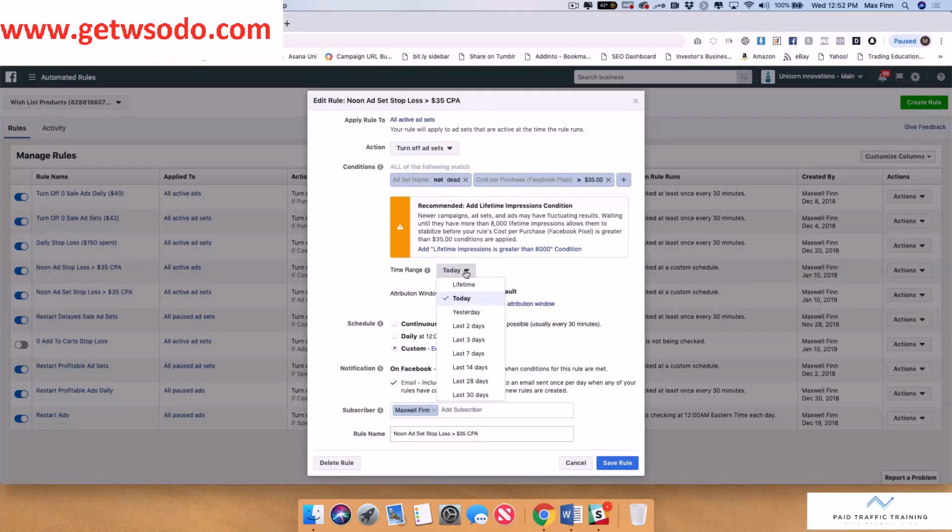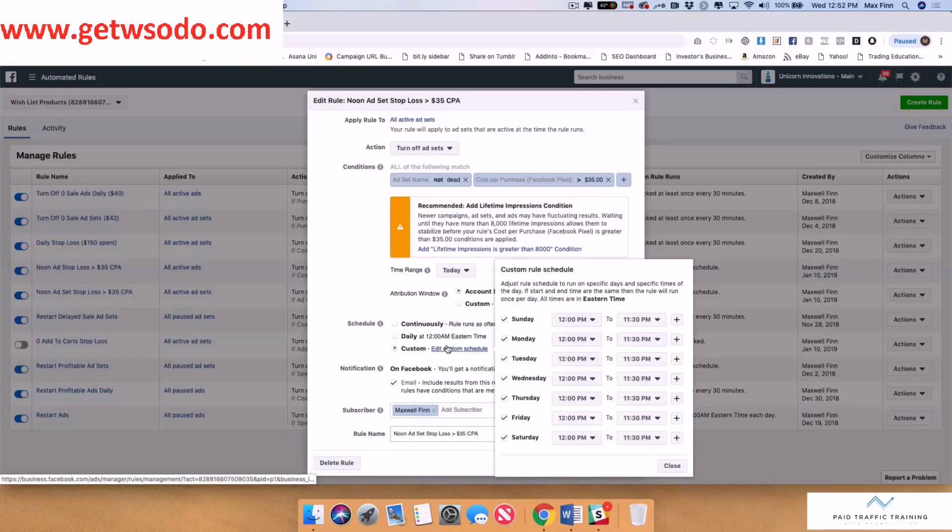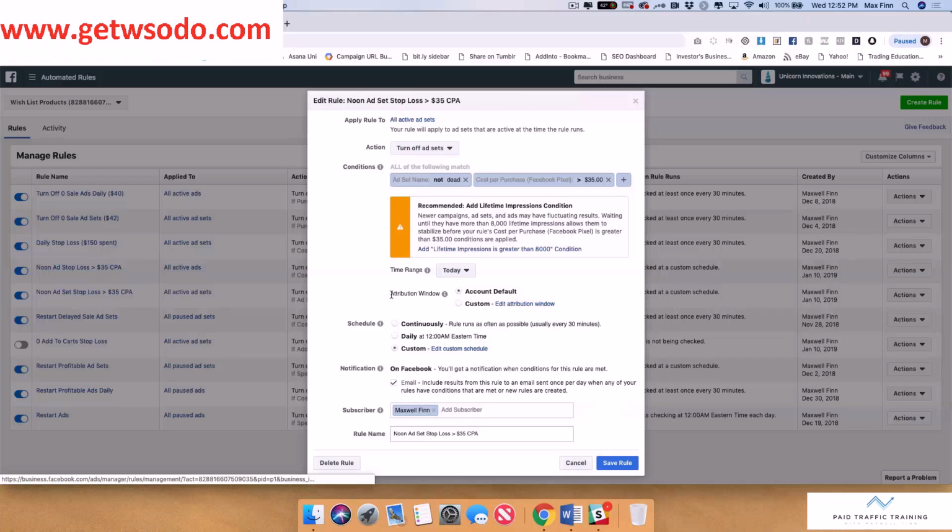That the time range is today, that it's not continuous, that it's custom, and then you have to go into the custom schedule, and you're going to have to make sure that this is at 12 p.m. to 11:30 p.m. So you don't want it running all day. You only want it starting at 12 p.m. Eastern time for your account, or Pacific time for your account, whatever the account is. And so basically, this is going to run at noon every day, and all the ad sets that are not profitable for the day are going to get turned off.